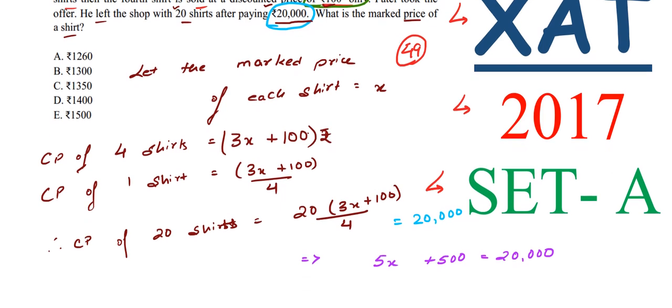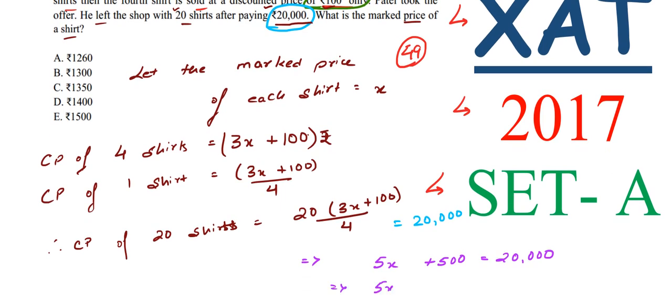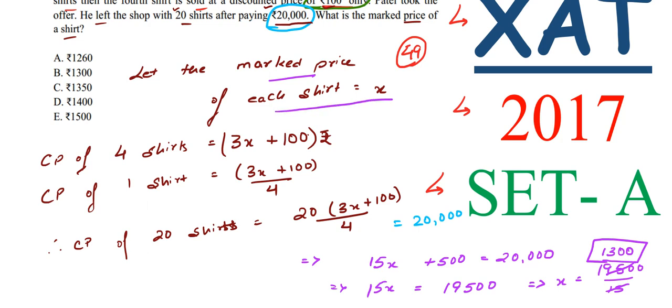So further solving this, we will get 15x equal to 19,500. Hence our x will be equal to 19,500 divided by 15. So our x has the value 1300, and we have assumed the marked price of each shirt to be x, which is equal to rupees 1300. Hence this is the required marked price of each shirt, that is 1300.